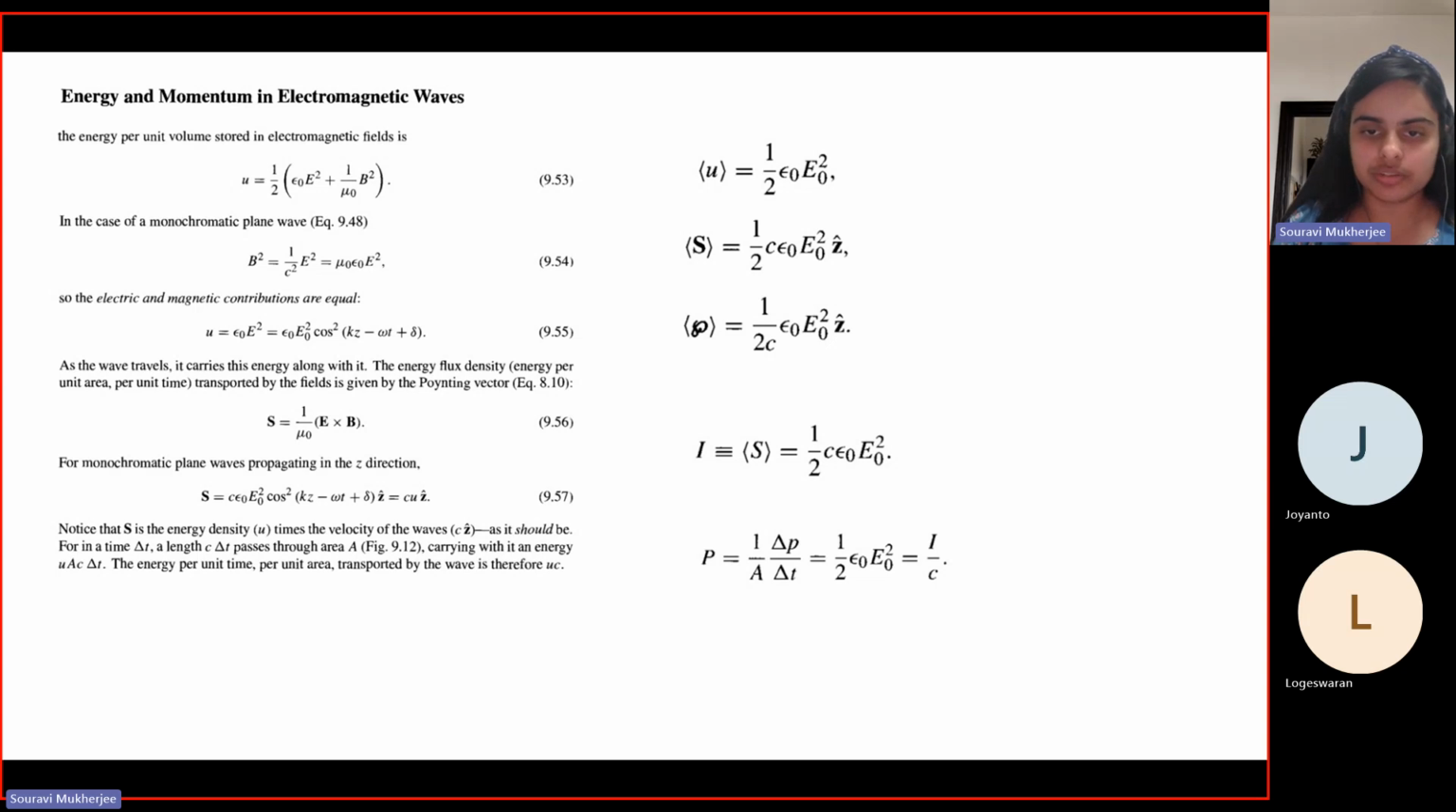There has been a lot of research in this direction which makes use of the fact that electromagnetic waves can exert pressure. This is the expression of the radiation pressure that the light exerts, which is given by 1 by A into the rate of change of momentum, which is actually given by intensity by c. And it's important to know that intensity is related to the electric field by this relation.